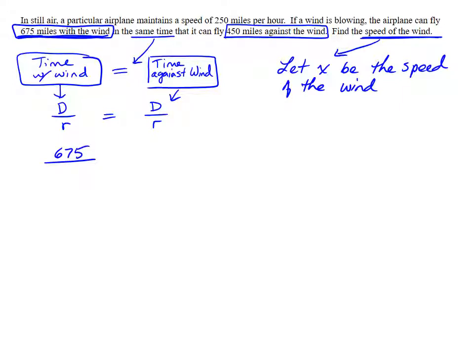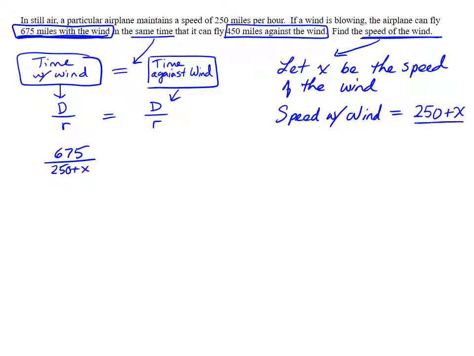Now the rate, though, if I'm going with the wind, so the speed with the wind, is going to be better than the normal speed. The speed is going to be increased. So my normal speed is 250 miles per hour, and we're going to increase it by the speed of the wind. So we're going to add x on because the wind helps the plane. So my first denominator is 250 plus x.